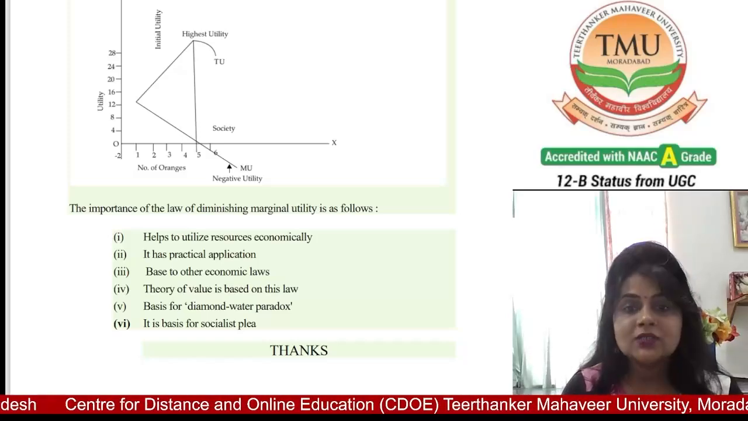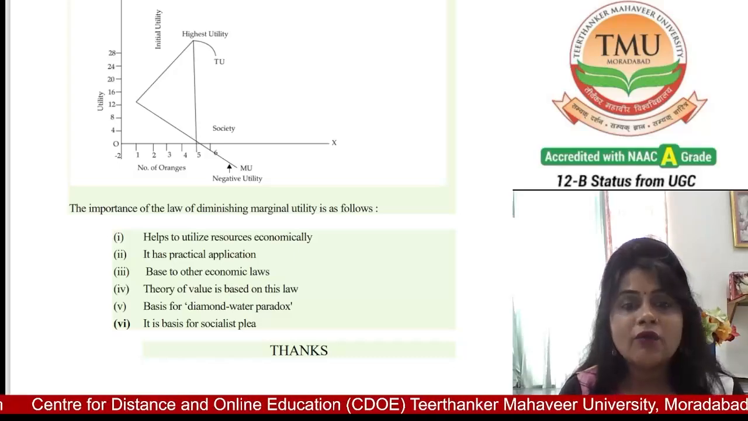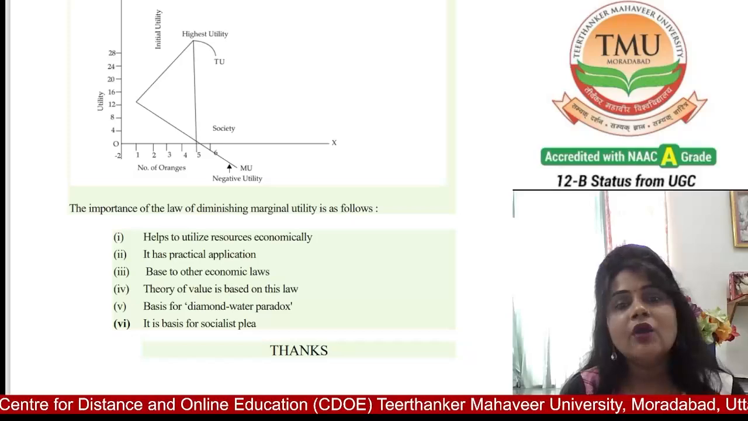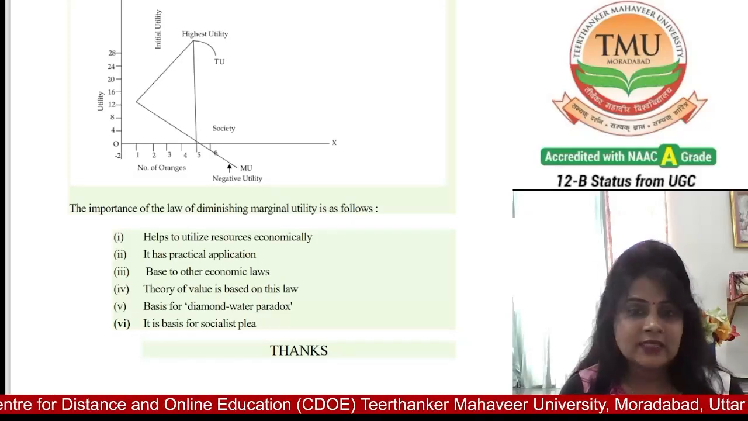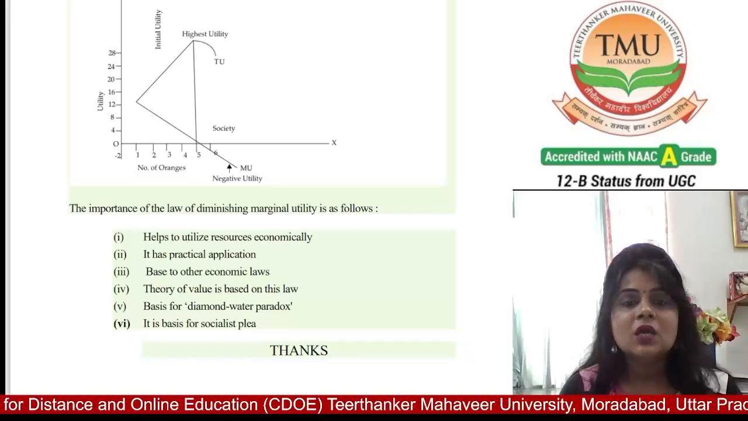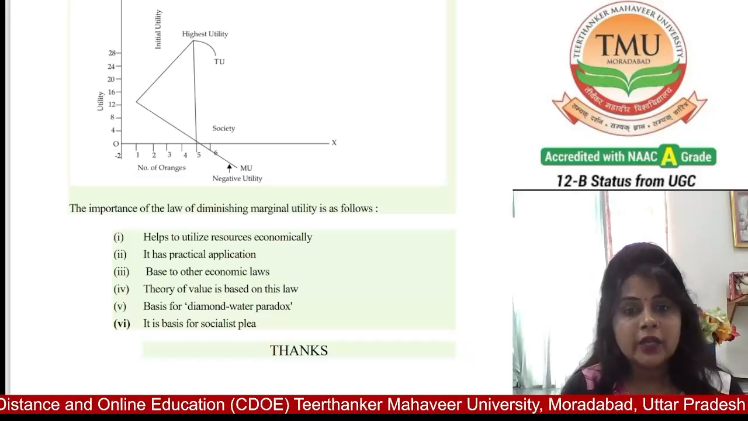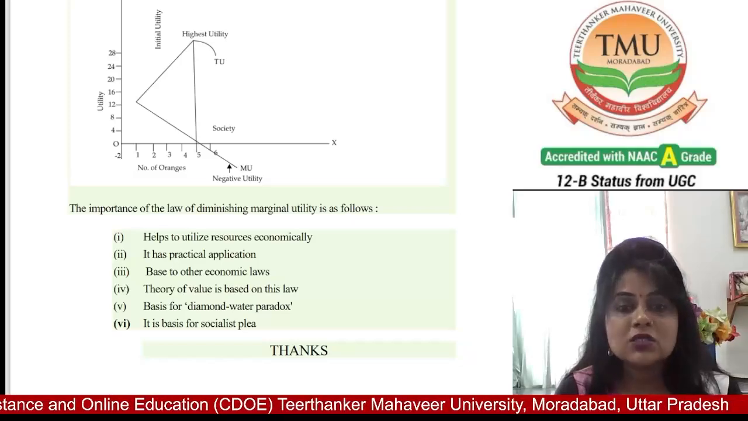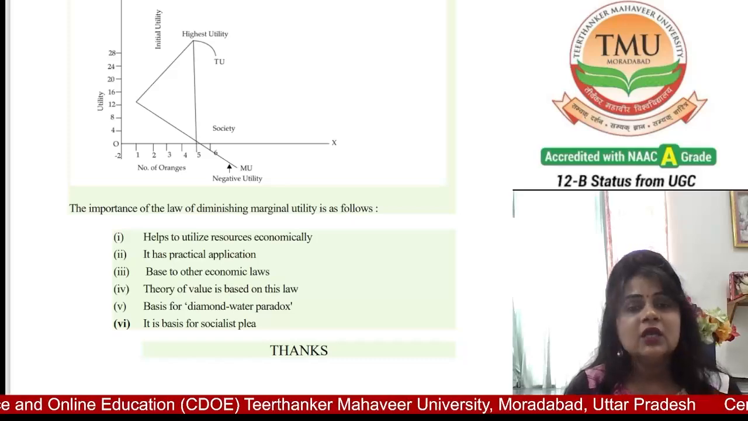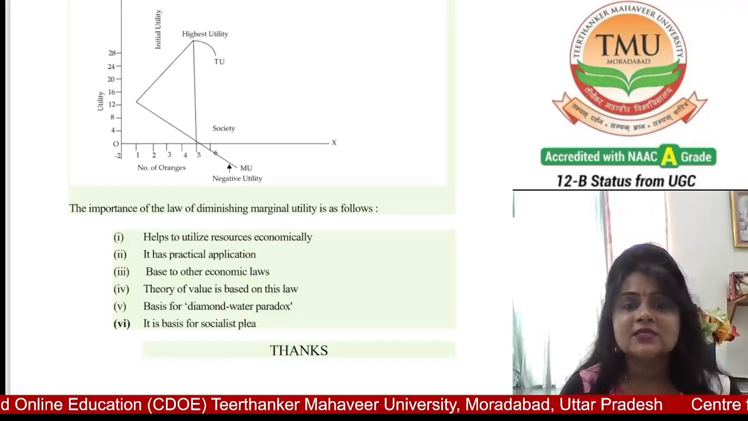It is also the base for other economic laws. The law of diminishing marginal utility is the base for other economics laws like the law of demand, elasticity of demand, consumer surplus, and law of substitution, etc. Next, theory of value is based on this law. The value of a commodity falls with an increase in the supply of that commodity. This forms the basis for determining prices.